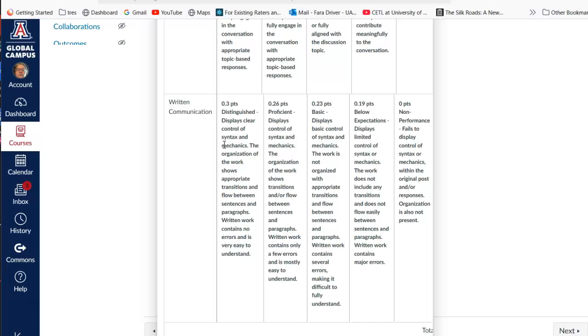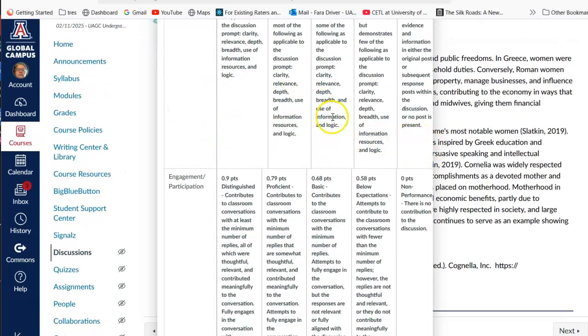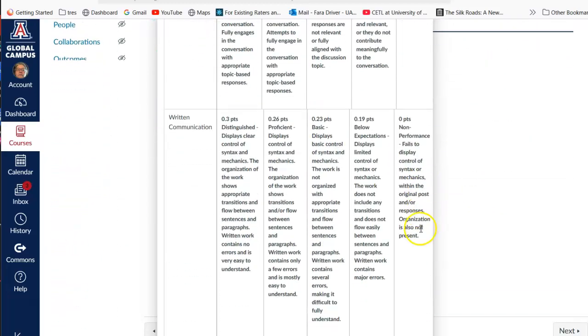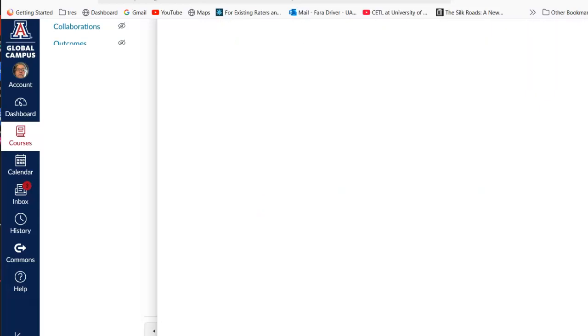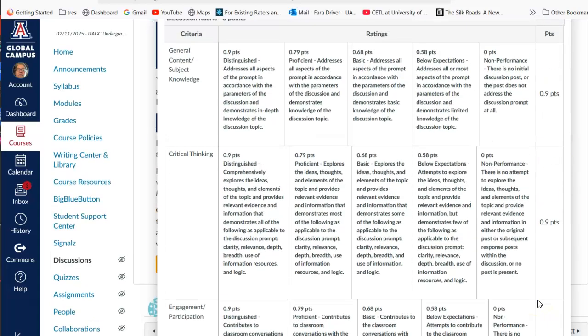All right, so that's basically how I'm going to grade. If I were doing this one, I would click on each of these and then it would tabulate at the bottom here what your total is. Again, if I can expand this, it would put down here the total. For this first discussion, you have a total of 3 points.